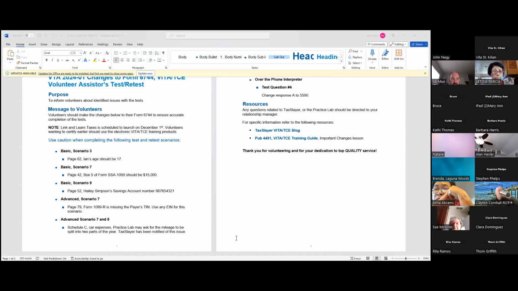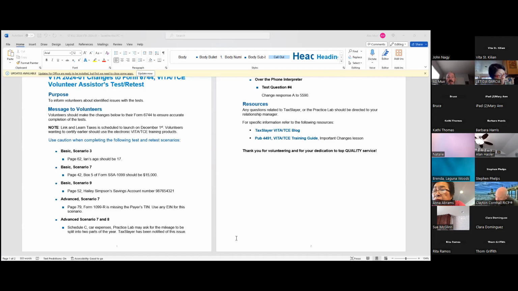And then the advanced scenario 7 and 8, it talks about the vehicle expenses, and it says the practice lab, which is what you're going to use to certify, may ask for the mileage to be split into 2 parts. And that's true as of yesterday. And so what that means is that legacy from 2022, the rule was you had a different mileage rate in the first 6 months and the last 6 months. And so if that is the case for the practice lab, then so be it. You'll go ahead and address that.